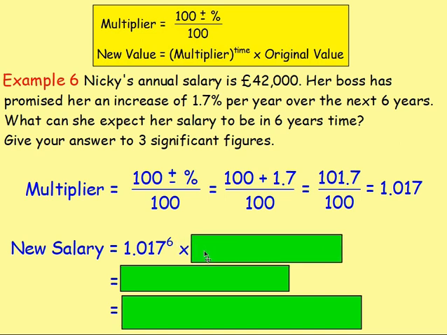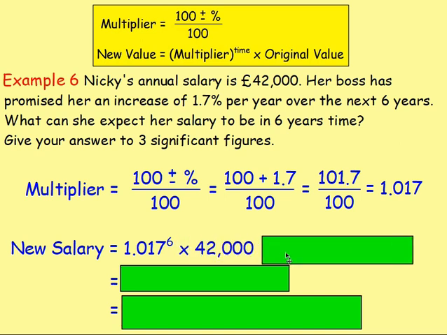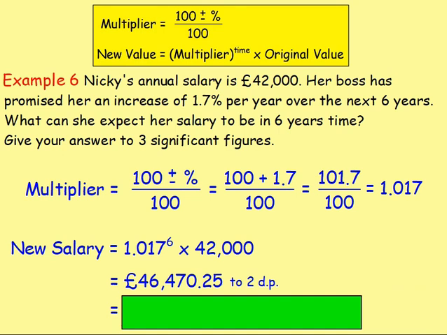After that, what do we multiply by? Good, we multiply by the 42,000. And then, if you work that out, you end up getting £46,470 and 25 pence to 2 decimal places. Again, money's got 2 decimal places. However, this question is saying give your answer to 3 significant figures.